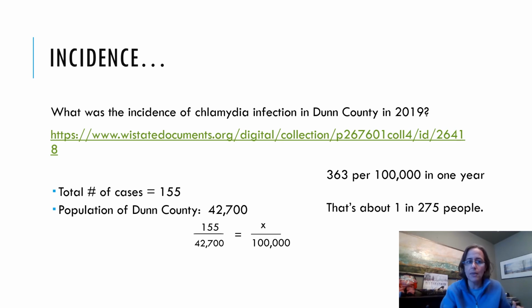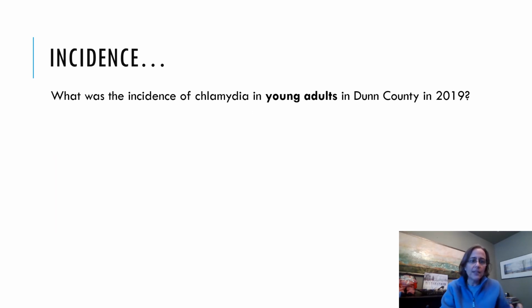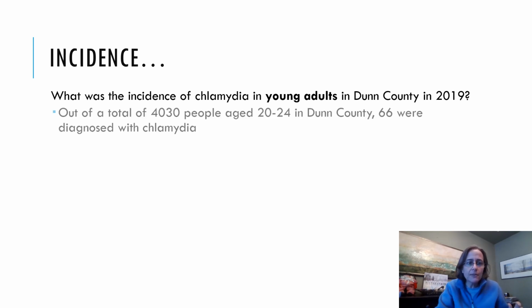Let's take a look at young people. So incidence of chlamydia in young adults. There were, in 2019, about 4,000 people ages 20 to 24. That's an age bracket that Dunn County happens to use. Again, as I've talked before, different agencies use different age brackets. It's infuriating. It makes life difficult, but this is what we have. And of those, 66 were diagnosed with chlamydia, right? So out of those total 155 cases, 66 were in people in this age group.